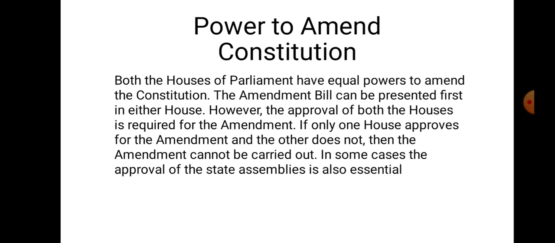What is the power to amend the Constitution? Both houses of Parliament have equal power, as said earlier. The amendment bill can be presented first in either house, either in Lok Sabha or in the Rajya Sabha. However, the approval of both houses is required for the amendment. If only one house gives approval, and the other house does not give any consent, or is not happy with that amendment bill, then it cannot be carried out.